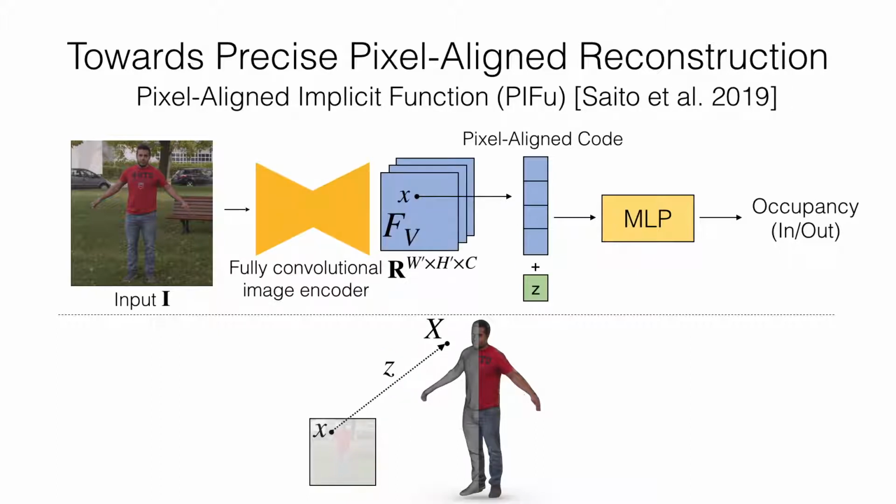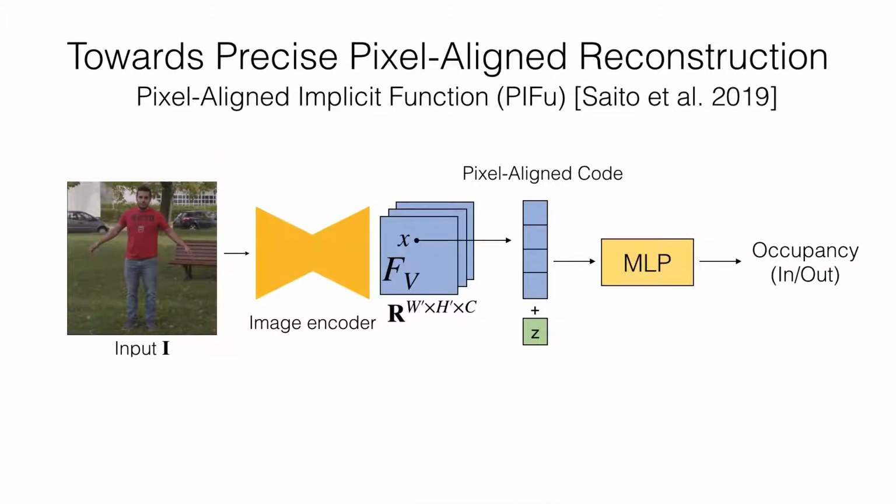To address this issue, we introduced pixel-aligned implicit function, where we utilize fully convolutional image features to associate queried 3D point and the projected pixel coordinate. Given the pixel-aligned code and the queried depth value z, we can infer 3D occupancy fields in a pixel-aligned manner. However, we found that the reconstruction quality is still bounded by the feature resolution of an image encoder.